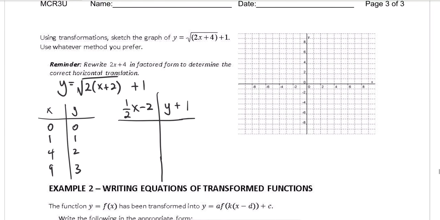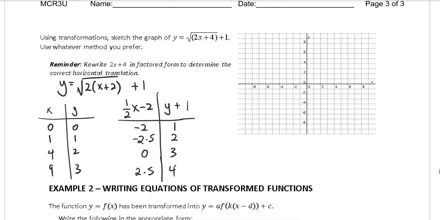Okay, so take every x value, divide it by 2, and subtract 2. So here I'm going to have negative 2. 1 divided by 2 minus 2 is, 0.5 minus 2 is negative 2.5. 4 divided by 2 is 2, minus 2 is 0. 9 divided by 2 is 4.5, minus 2 is 2.5. Y values plus 1 will go 1, 2, 3, and 4.